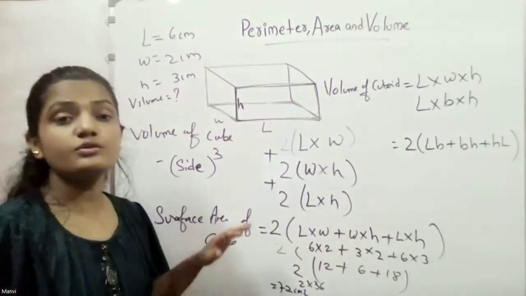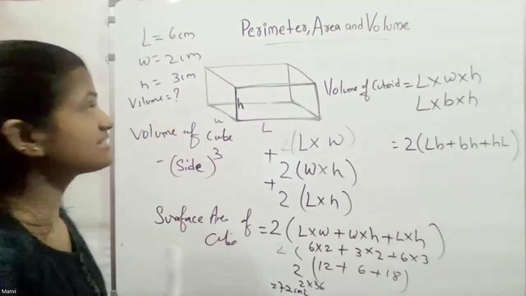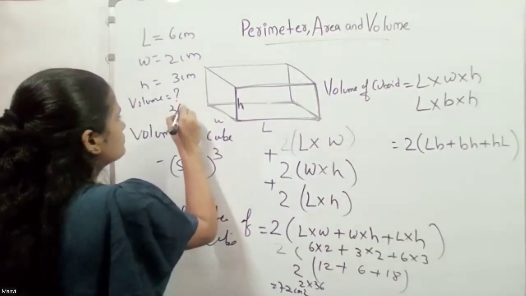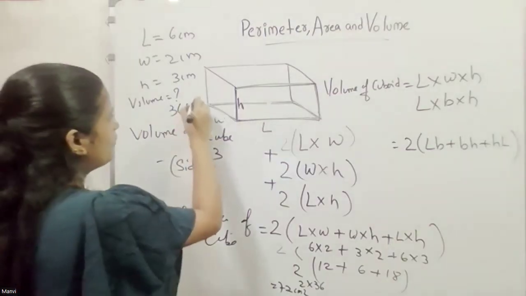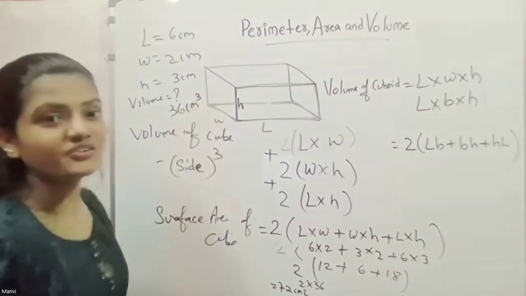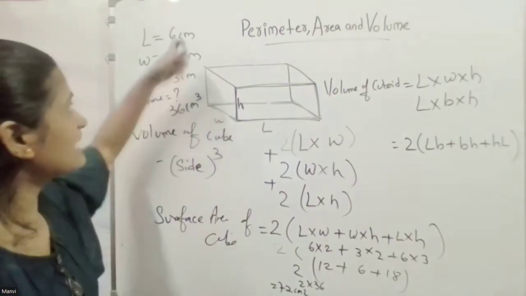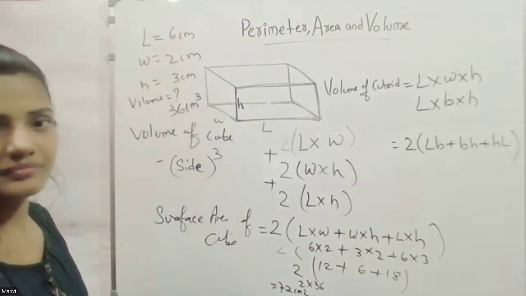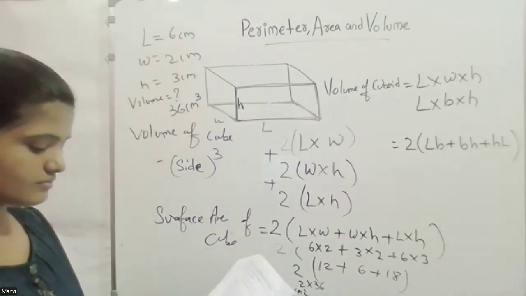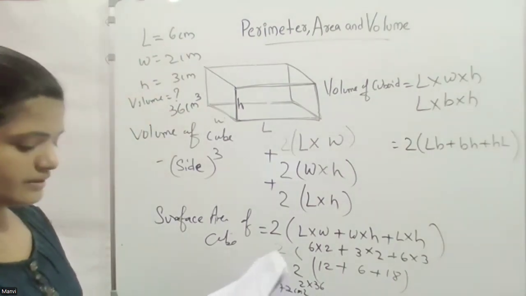Okay, what's the unit for this volume, Kavya? This is 36 what? Centimeter square. No, power 3. Oh, power 3. Because we multiply 3 times. So in volume, the power is 3. But in surface area, it is the power of 2.